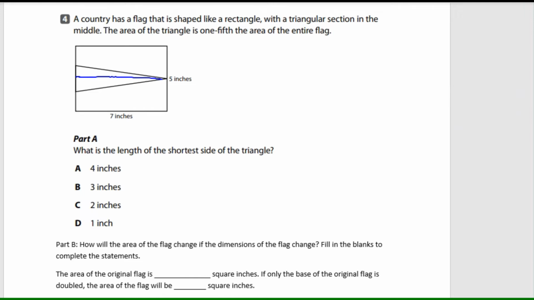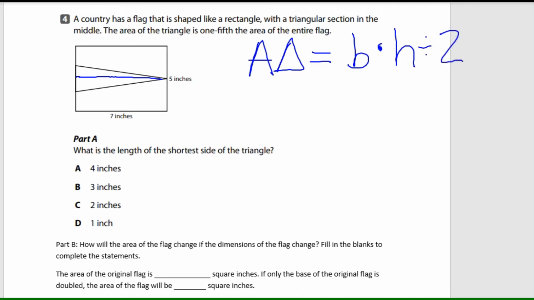Since it's a triangle, we're going to start with the formula for a triangle. The area equals what? What is the formula for a triangle? Area equals base times height, and since it's half the area of a rectangle, we have to divide by 2, or we can multiply by 1/2.